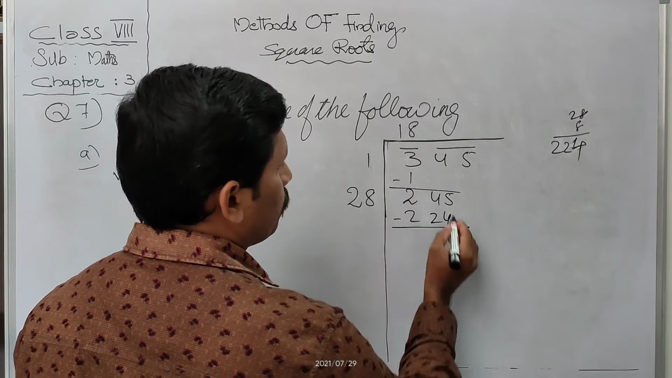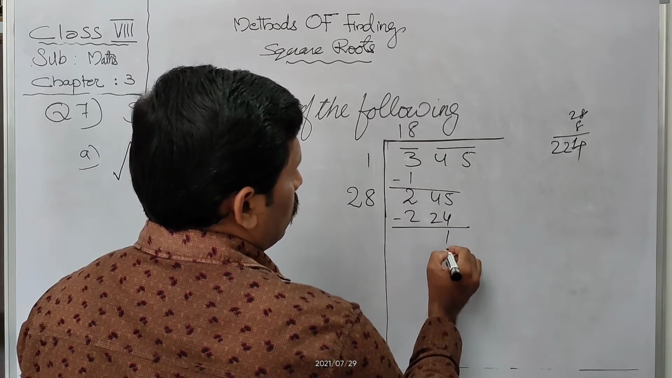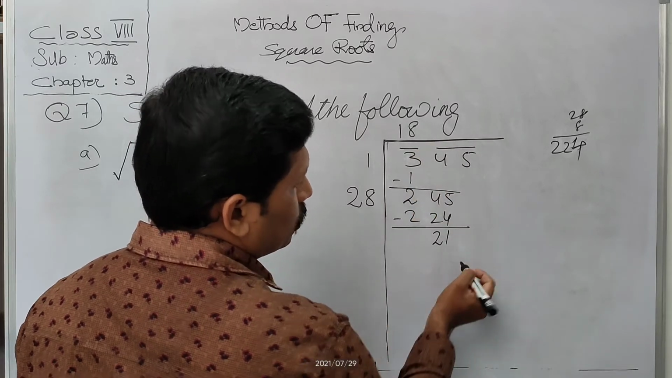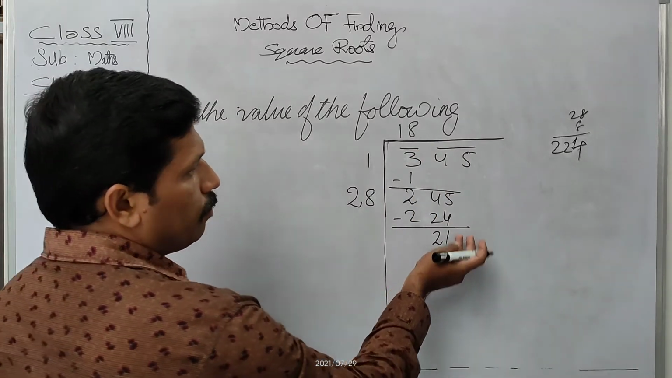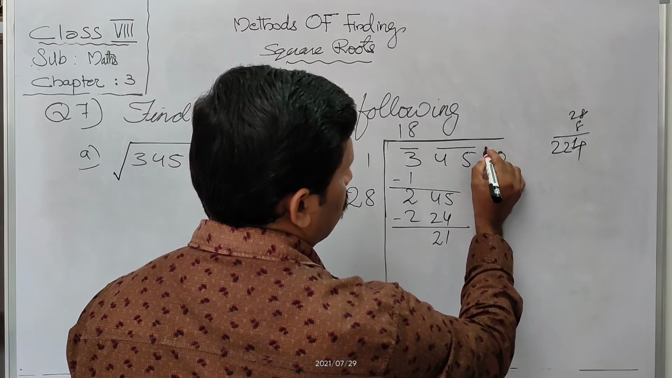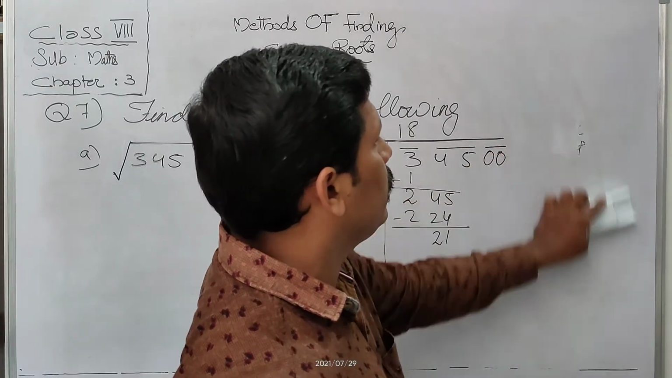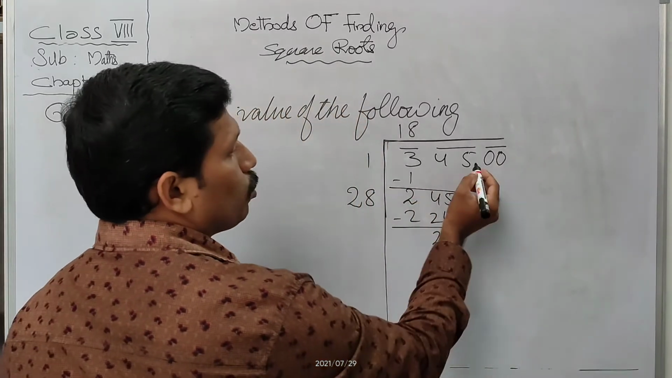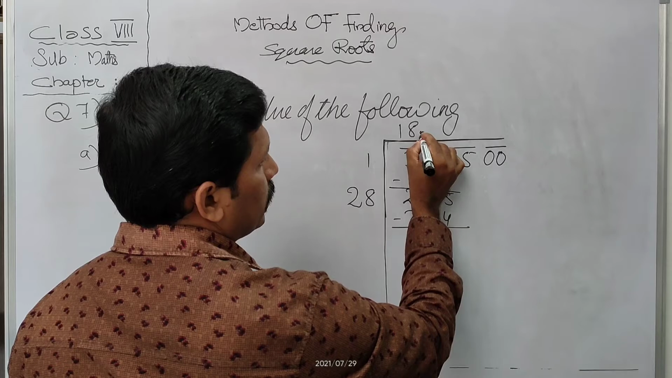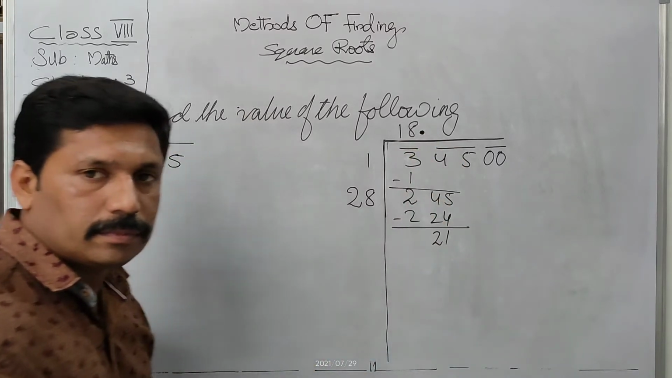Then we subtract 1 and 2. Here, the division is not finished. Therefore, we have to continue by placing zeros here. We can take 2 zeros in one group. Like that, any number of zeros we can take. And at that time, when we bring down 0, we make sure that we place a decimal in the answer.